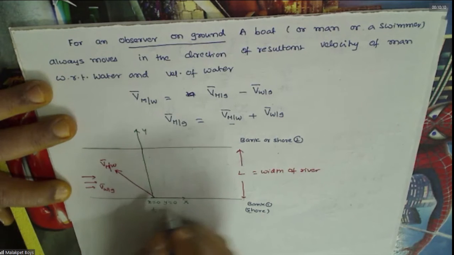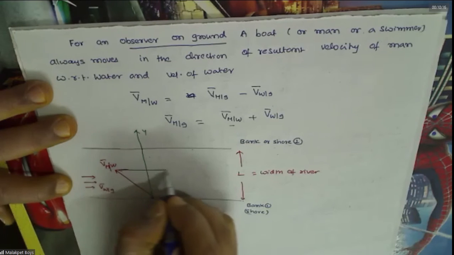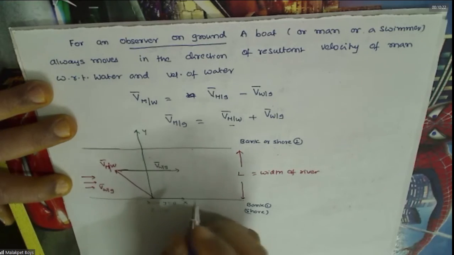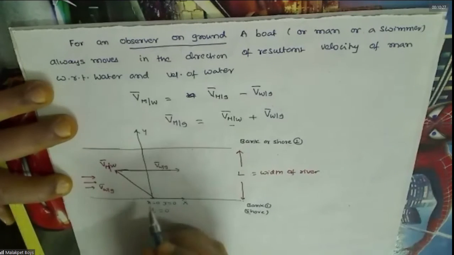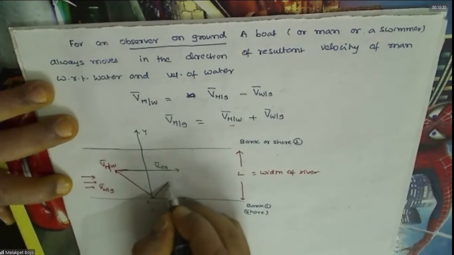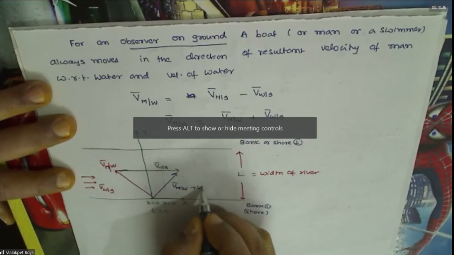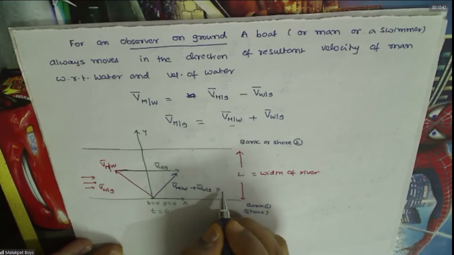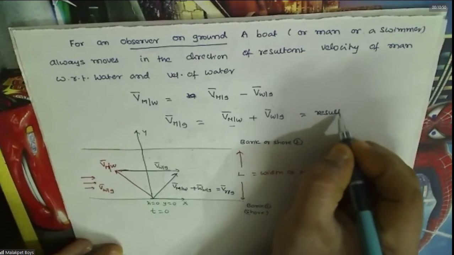Now you can see, as per the vector rules, this plus the velocity of water with respect to ground. Do you agree with this? As I said, for an observer, a boat moves in the direction of the resultant velocity. The sum of these two vectors is this vector only, no? Velocity of man with respect to water plus velocity of water with respect to ground. This is the resultant velocity or not? Agreed, sir. So this is the resultant velocity.